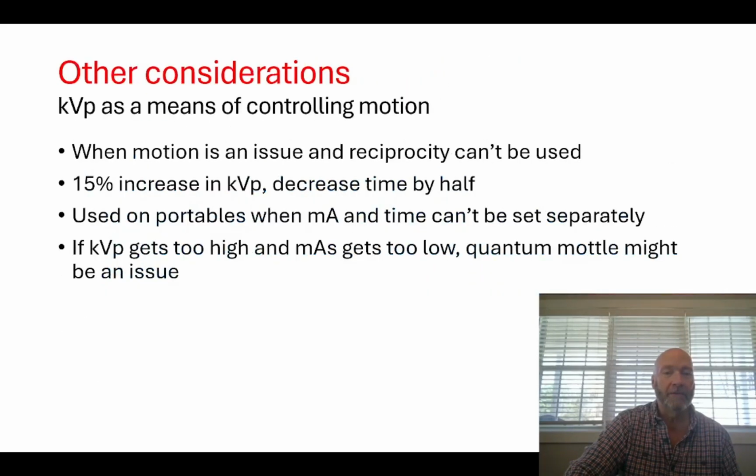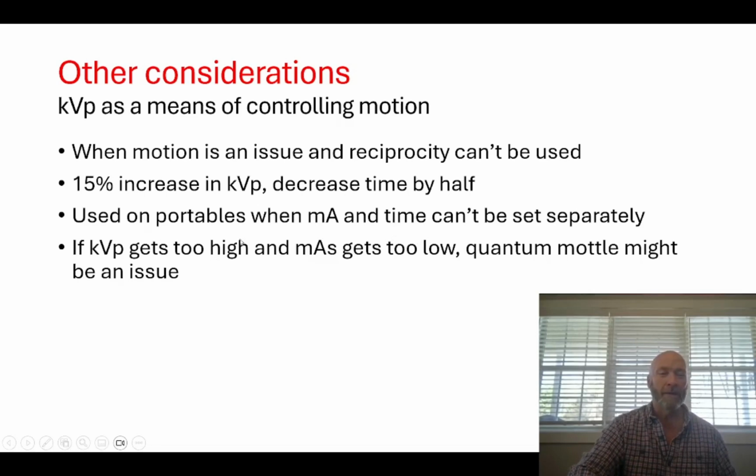So then we get to other considerations. kVp is a means of controlling motion. I think I mentioned this in the previous video: you've got your 15% rule, and with the 15% rule, you've got options. As you increase your kVp, if you have a patient who can't be still, you can use kVp as a means of controlling motion. So what you would do is increase your kVp by 15%, using your 15% rule, and you would decrease your mAs, specifically by using time. So instead of just decreasing overall mAs, cutting your mA in half or anything like that, you would decrease your time by a factor of 2.